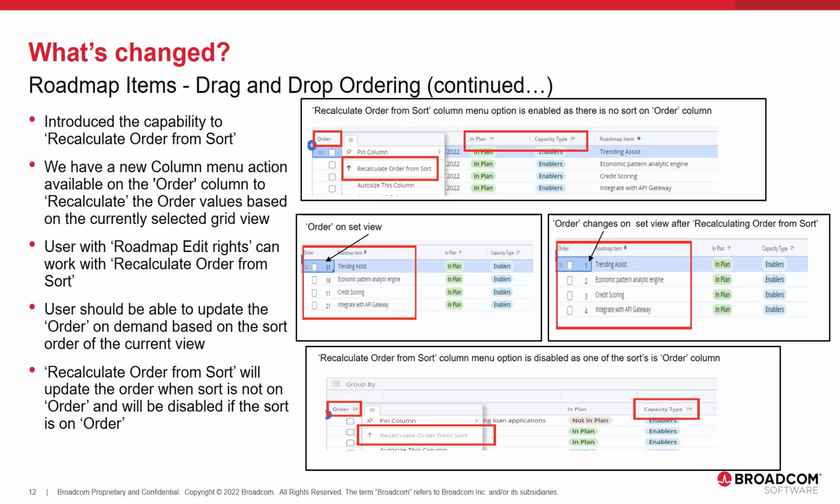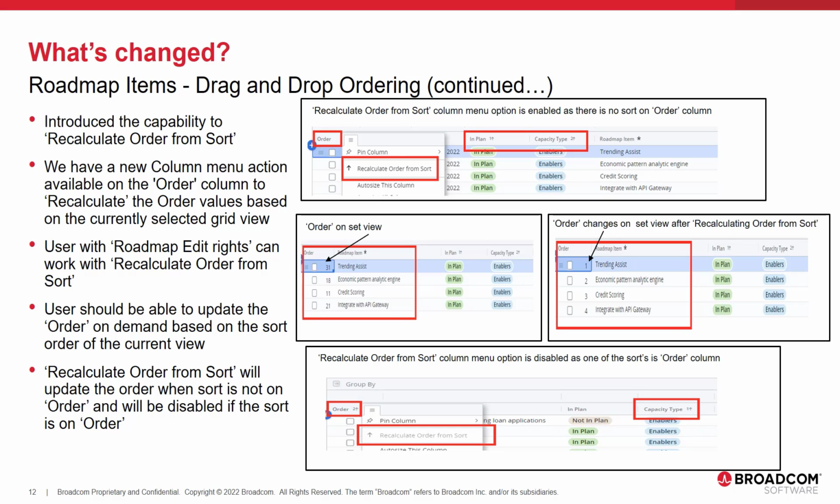We have introduced the capability to recalculate order from sort. We have a new column menu action available on the order column to recalculate the order values based on the currently selected grid view. User with roadmap edit rights can perform recalculate order from sort. This will help the user to update the order on demand based on the sort order of the current view.